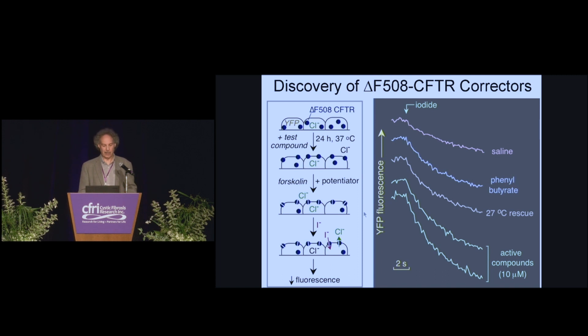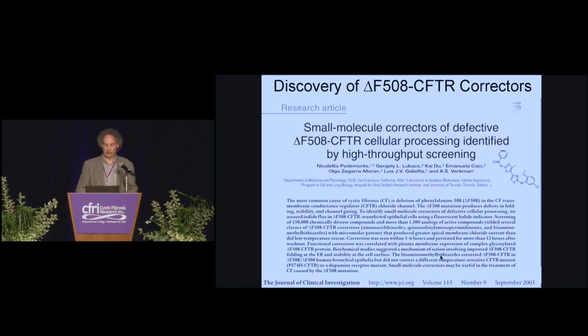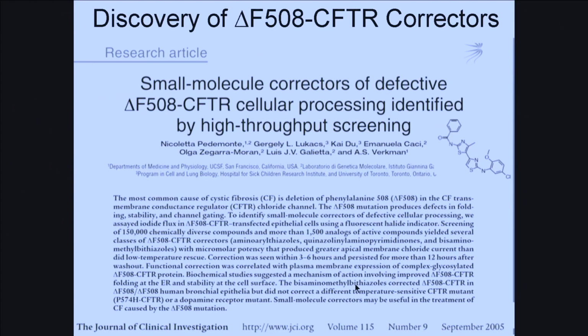So again, our standard assay, cells with delta F508. In this case, we add a test compound for a whole day to act as a corrector and ask whether CFTR can be trafficked to the cell membrane. We then add a potentiator to amplify the signal, add iodide, watch the drop in signal, and look for compounds which, when added for a whole day, result in a more rapid drop in signal. So with that, we identified and published the first correctors in 2005 in the Journal of Clinical Investigation.